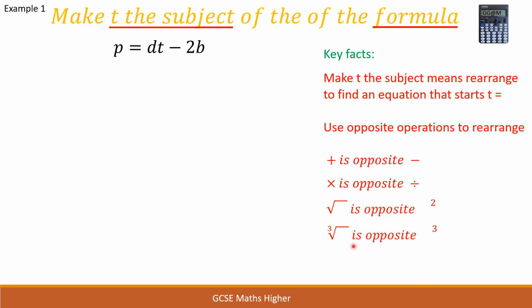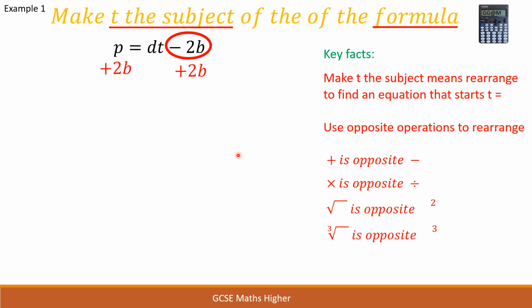So going to the question, see if you can rearrange to find t before I do. If not, work through at the same pace as me. Feel free to pause the video at any point. To start with, we're going to get rid of the thing furthest away from the t. So t is here, the thing furthest away from the t is the minus 2b. We're going to do the opposite to take away 2b. The opposite to take away is plus, so we're going to add 2b to both sides.